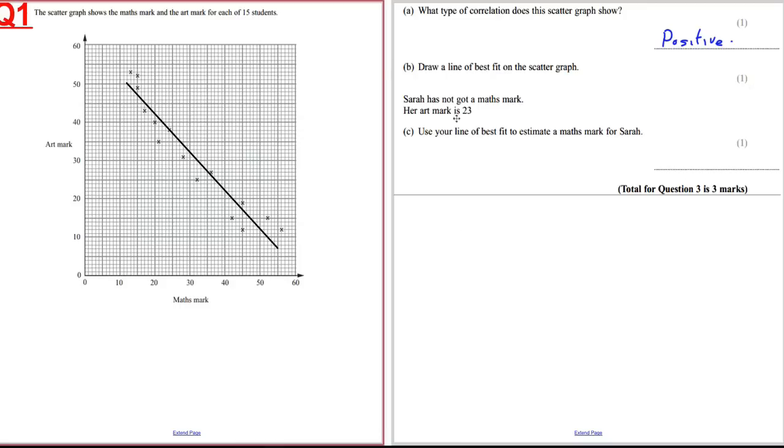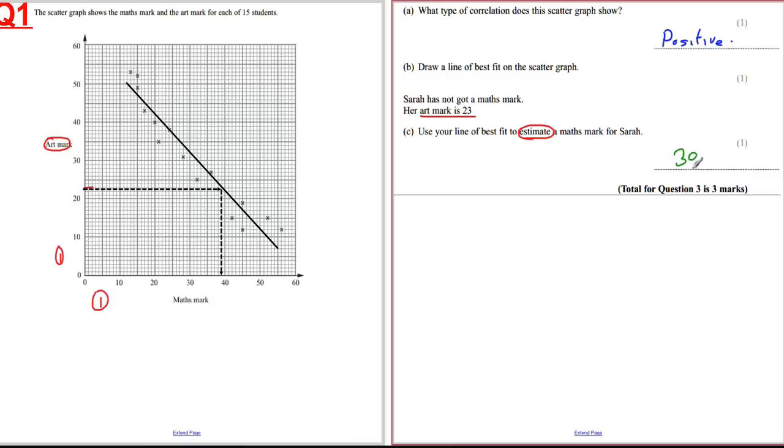Sarah has not got her maths mark. Her art mark is 23. Use your line of best fit to estimate. Remember I said you had to draw the line of best fit for Sarah. So looking at the axes, these are going up in 1s, these are going along in 1s. So her art mark's 23, so we look at art mark and we go to 23, which is here. We must draw this line across, otherwise we don't get the mark. So draw that line across and we read down, and it looks like she would have got about 39 in maths. So we would write 39 as an estimate. And that's the first exam question done.